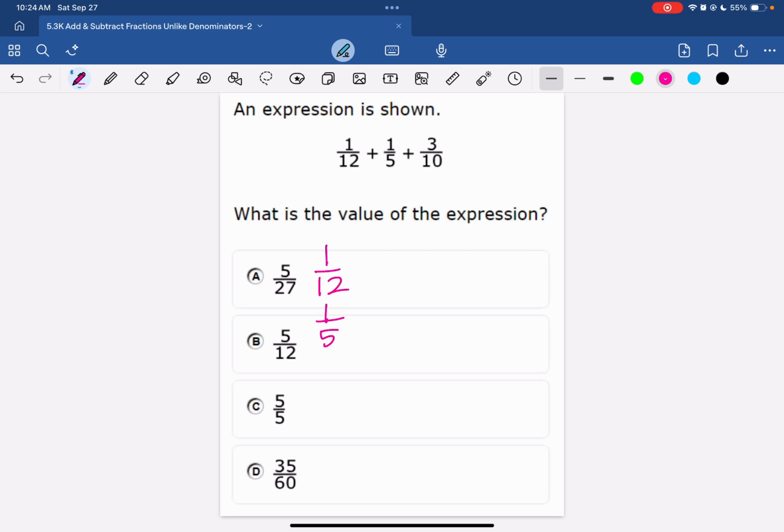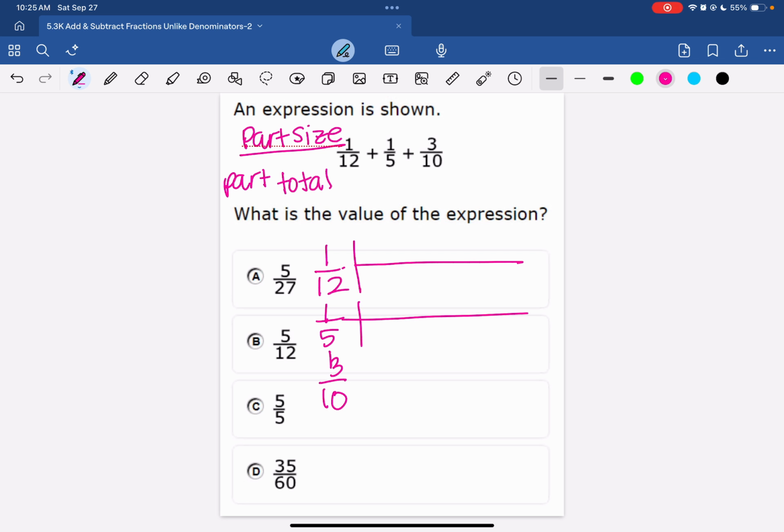And we have our part size, which is our numerator, over our part total, which is your denominator. I need a least common denominator, and so what I need is equivalent fractions, and I tell my students to go ahead and skip count. 12, 24. And this is why times tables are super important to learn.